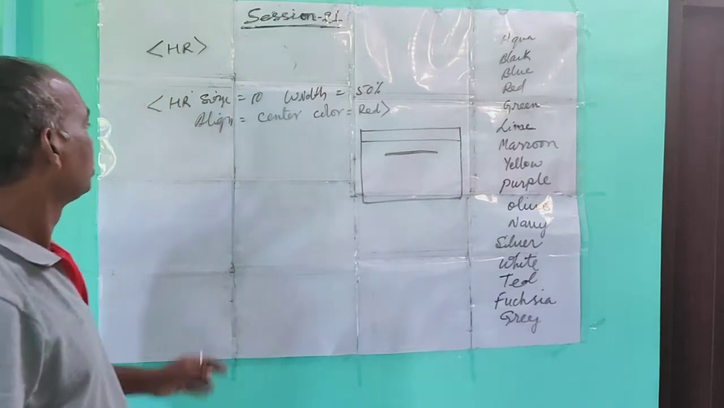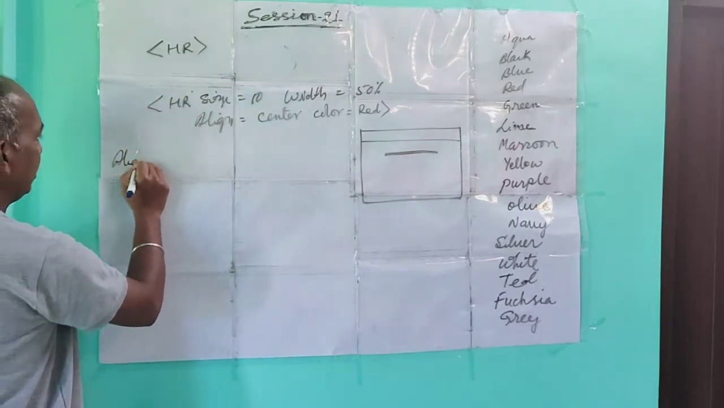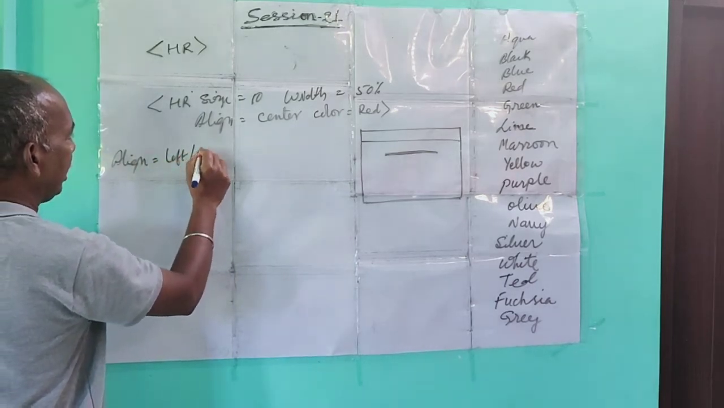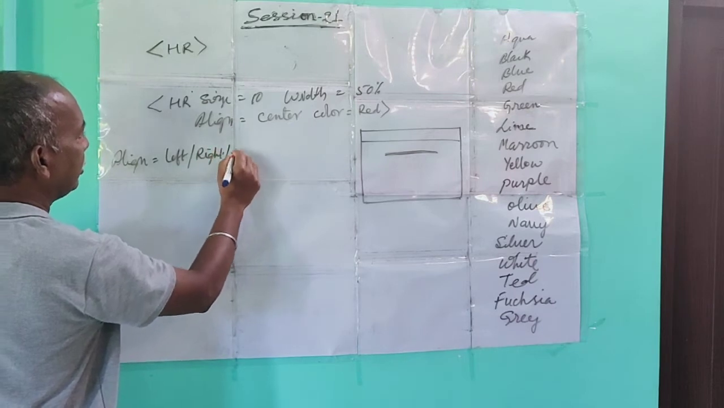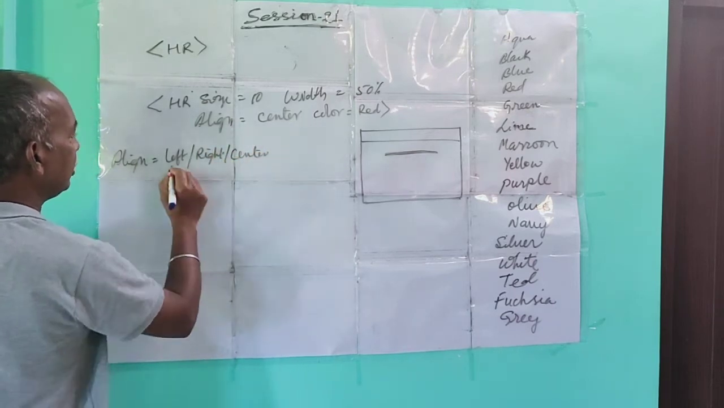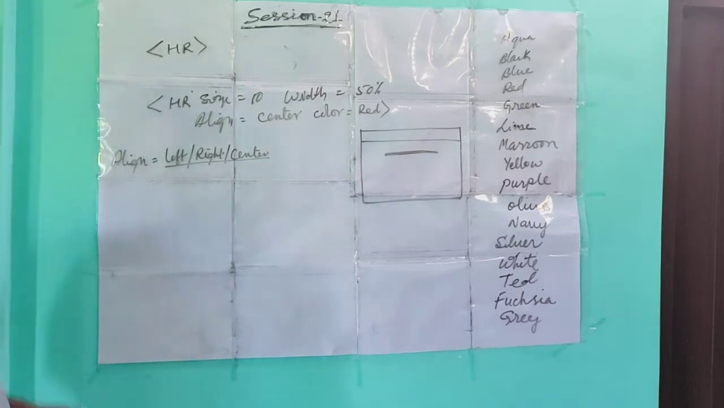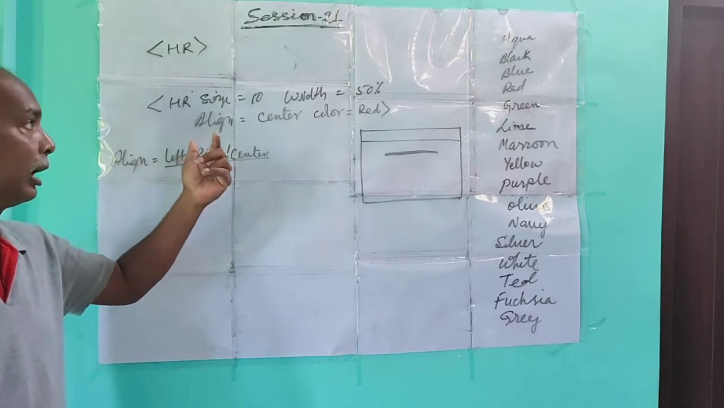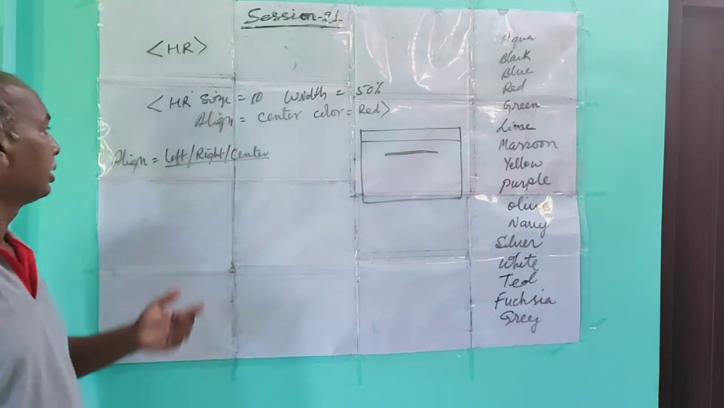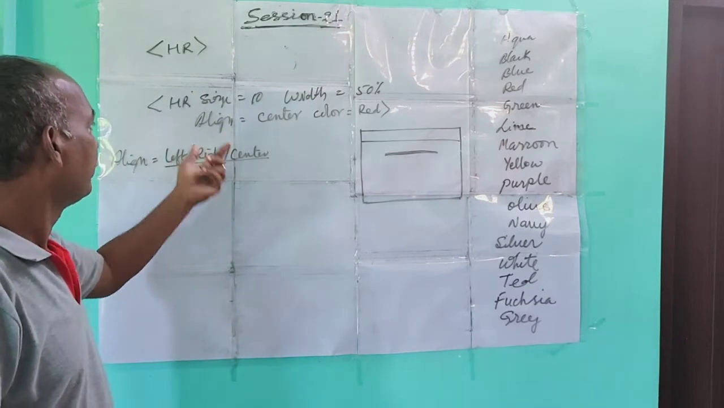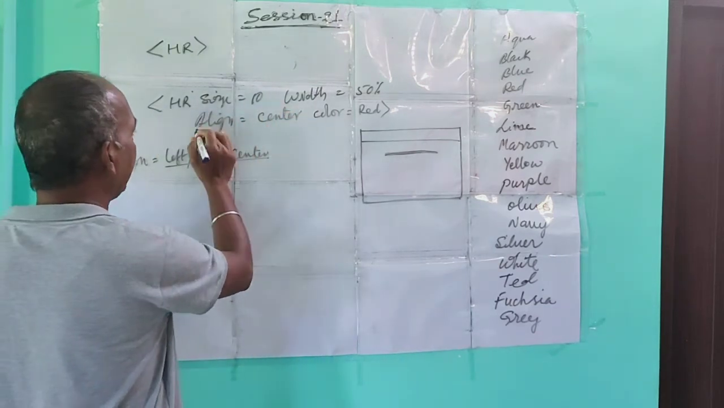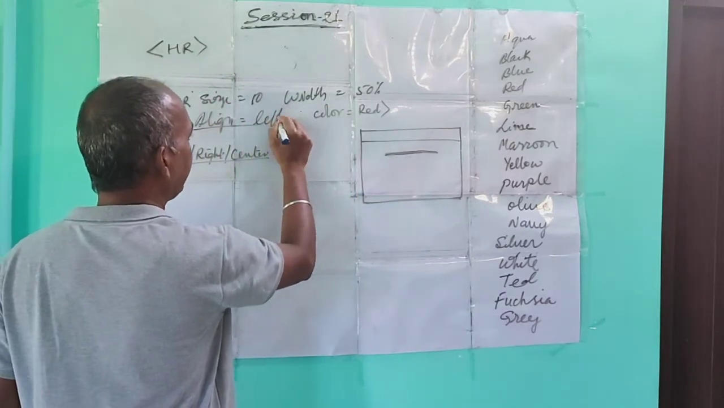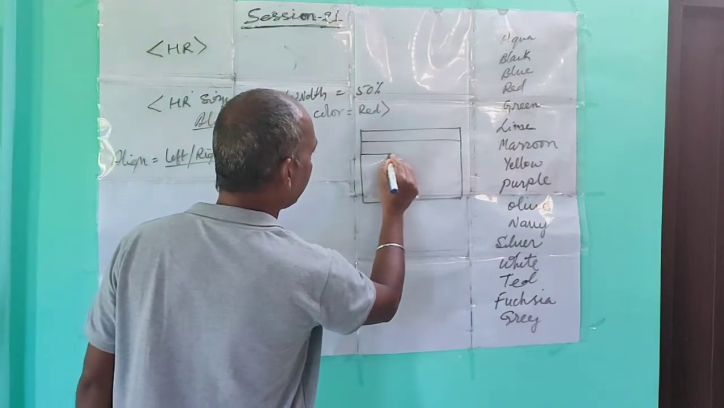The values used in align are left, right, and center. Out of 3 values, you can use any one. If you are not using align, then it will appear left. The default alignment of the HR is left. If you are not using anything in the align part, then this line appears left. If I am giving left, then this will appear on the left.